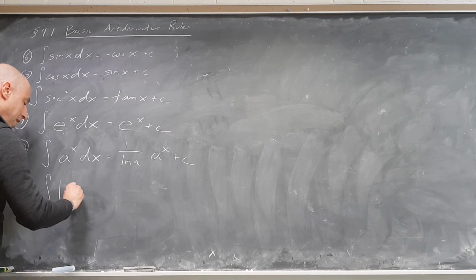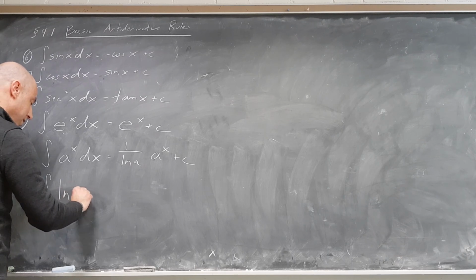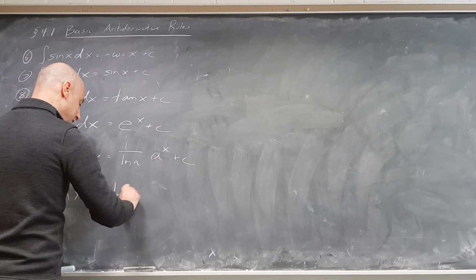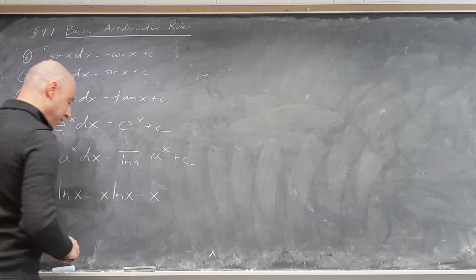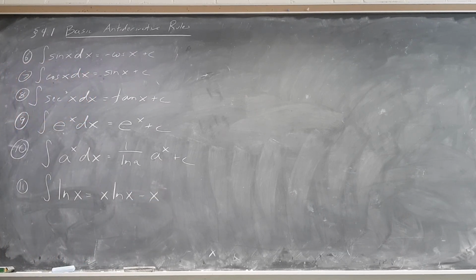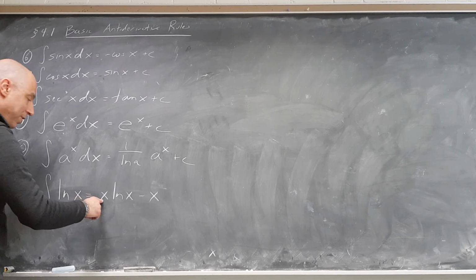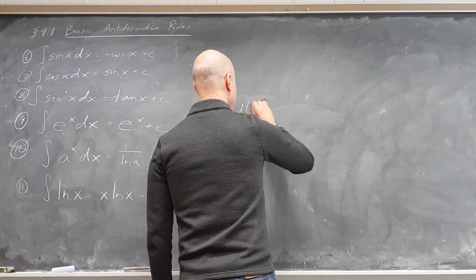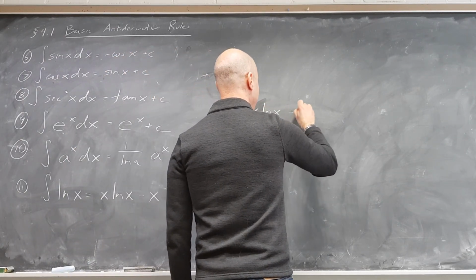The antiderivative of ln of x is x ln x minus x. You can check that one out for yourself. If you take the derivative, let's just take the derivative of x ln of x minus x.